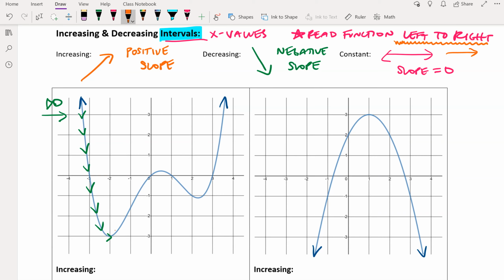And then our fish starts swimming up. So then we're increasing. Uh-oh. Then our fish starts swimming down again. And then starts swimming up again. Okay. So now that we know where we're increasing and decreasing, we need to write the intervals. Remember, the intervals are the x values where you're increasing and decreasing. So we need to look at our arrows again. So let's annotate our arrows. Make sure you always annotate your arrows.